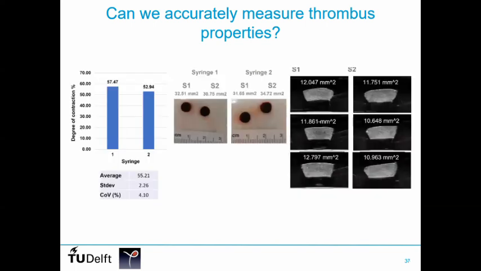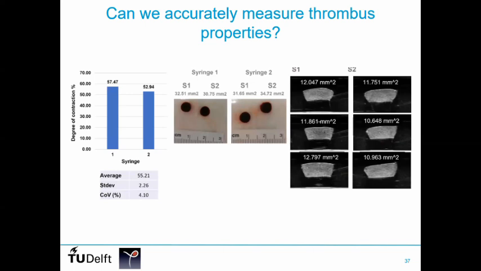Of course, we can look at some basic numbers. So, for instance, the amount of contraction. Even there, you can see already that there is some difference between the 2 samples that one technician made. So the contraction is already a bit different. So the network structure seems to be already a bit different. The coefficient of variation here is roughly 4%.